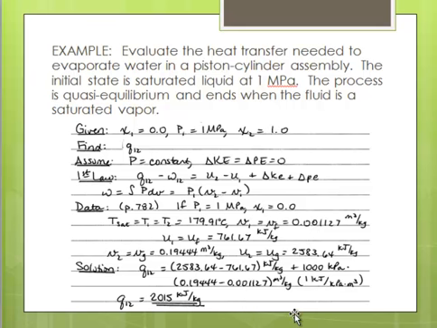Okay, so that was interesting. I've gotten to use my definition of work, and I've used that with the first law, or the energy balance, to solve for the Q.